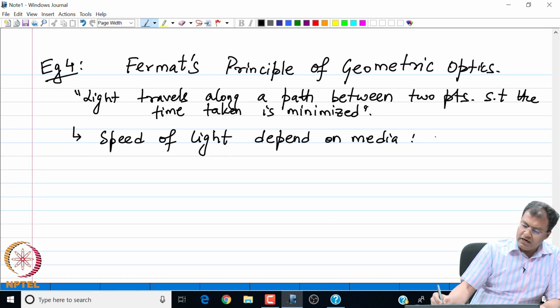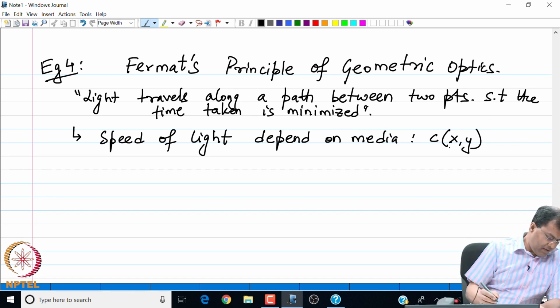Let me denote the speed of light by c of x comma y. So, I am doing a problem in 2 dimensions in Cartesian coordinates x and y. Let me say that in general the speed of light depends on both the coordinates x and y. So, the Fermat's principle says the following.